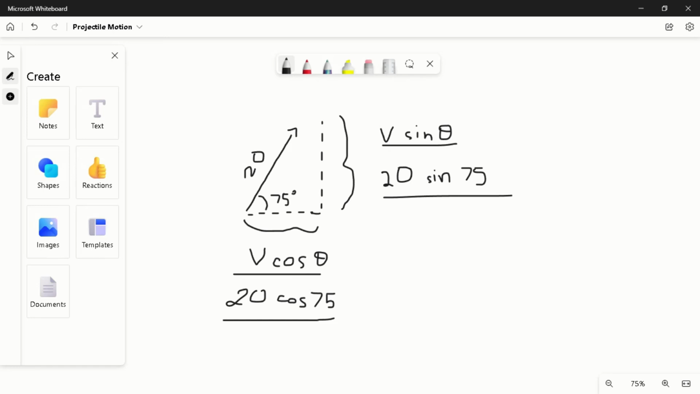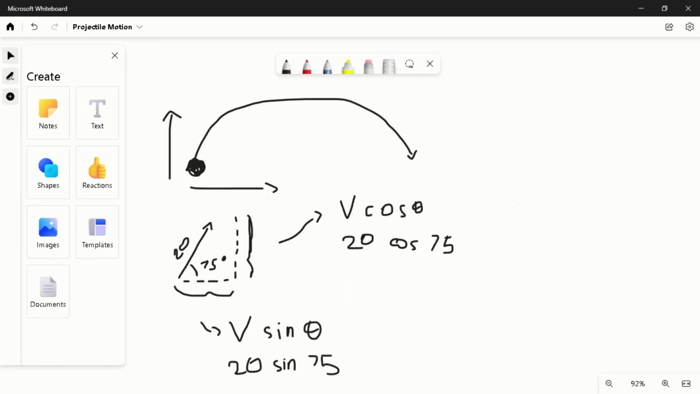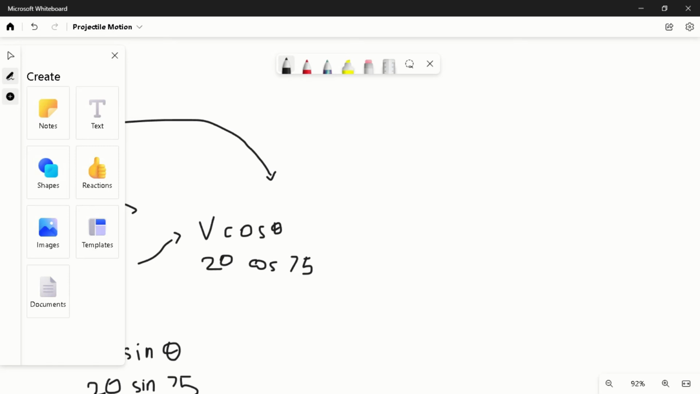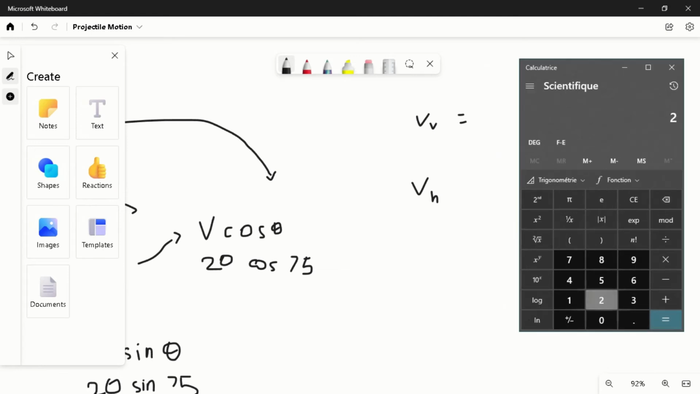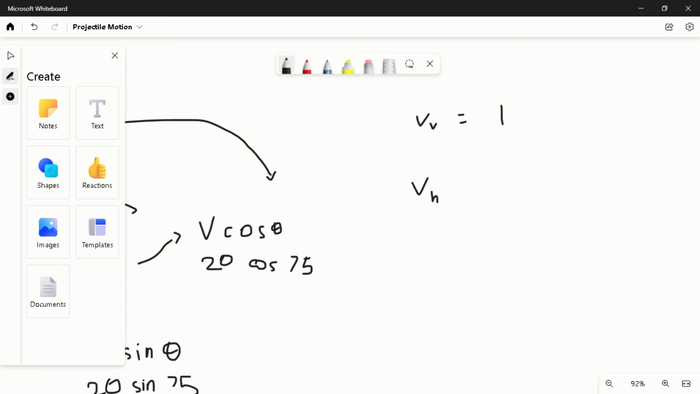And back to the actual video. We'll calculate those real quick. We'll call this vertical velocity V and horizontal H. So we can grab a calculator and figure out what these should be. For the vertical velocity, it would be 20 times sine of 75, which equals 19.3. We'll just use one decimal place. 19.3. I forgot to add a unit. Let's say it's meters a second.